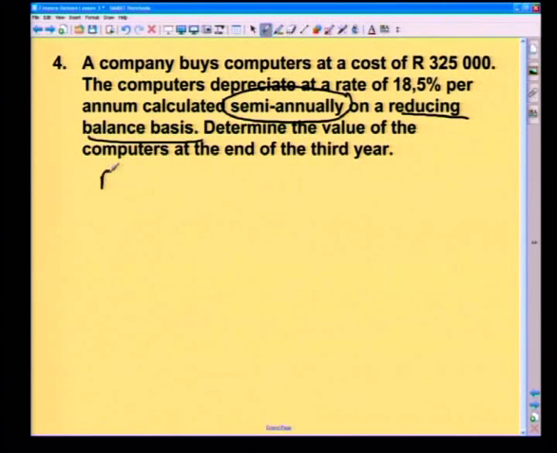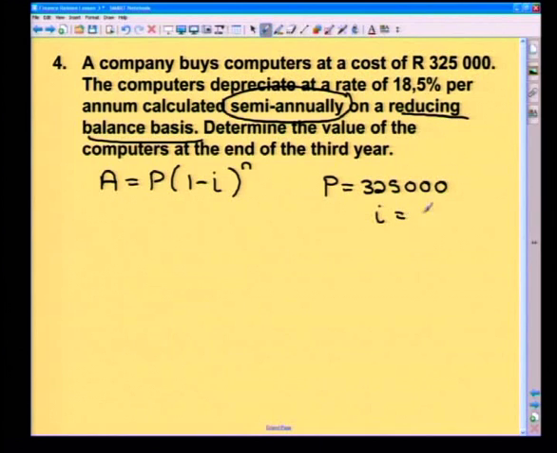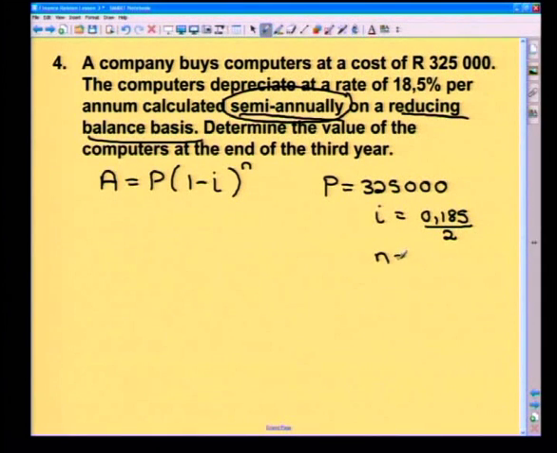All right, so we're working with our reducing balance, which is this formula. Our value at the moment is 325,000. Our interest rate is 0.185, but it's calculated semi-annually. What does semi-annually mean? Semi-annually means twice in a year. So it'll be in the June and in the December. So we need to divide that by 2. And then it's for 3 years. So it's 3 years, but it's calculated twice a year. So we're going to get that.